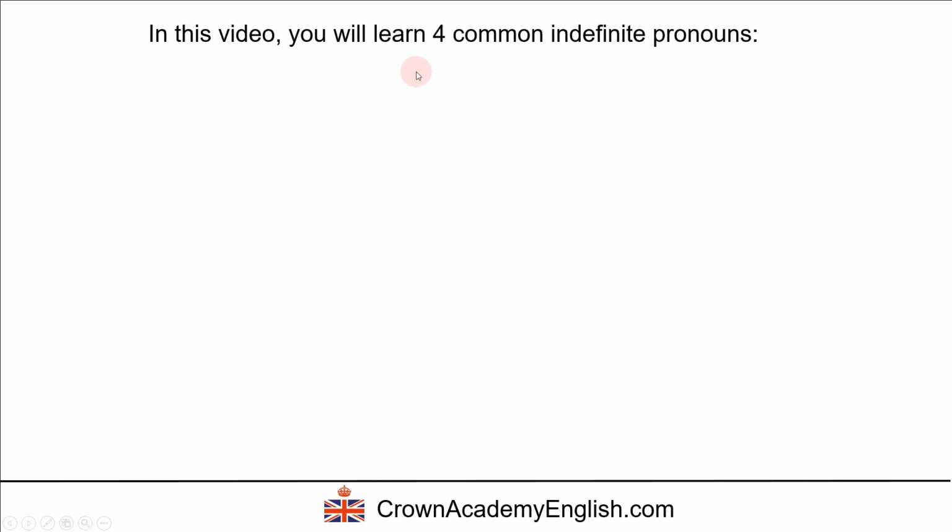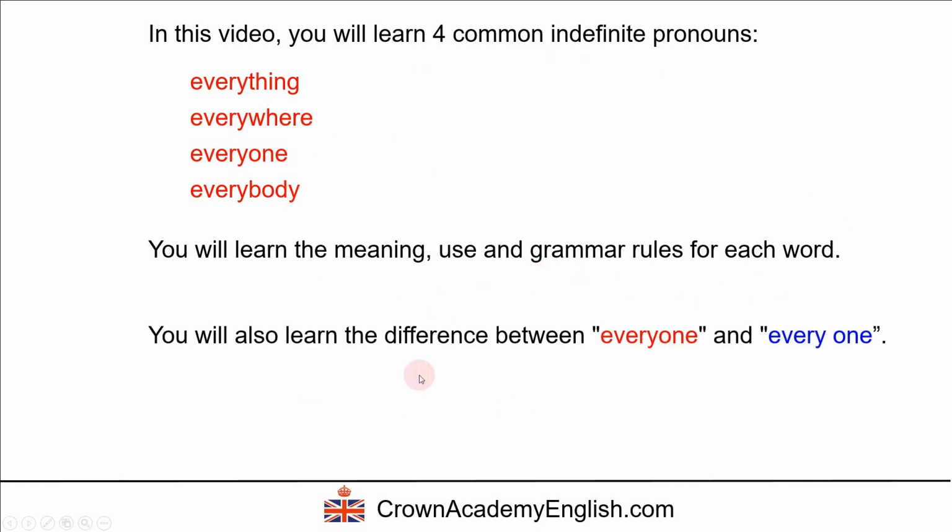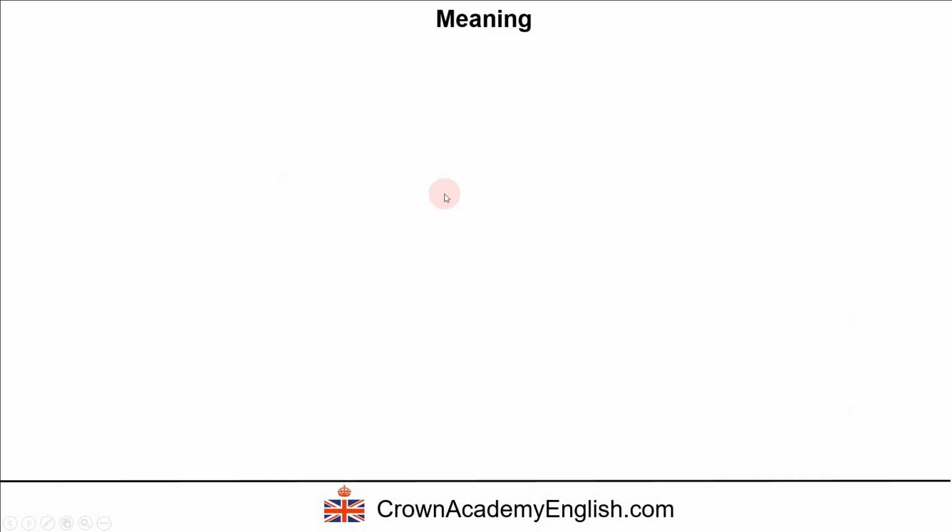So in this video, you will learn 4 common indefinite pronouns. Everything, everywhere, everyone, and everybody. You will learn the meaning, use, and grammar rules for each word. You will also learn the difference between everyone, all one word, and every one, 2 words. Okay, this is a source of confusion to lots of people. So I'm going to explain to you the difference, and it's a big difference, between this and this. Okay, so let's start.